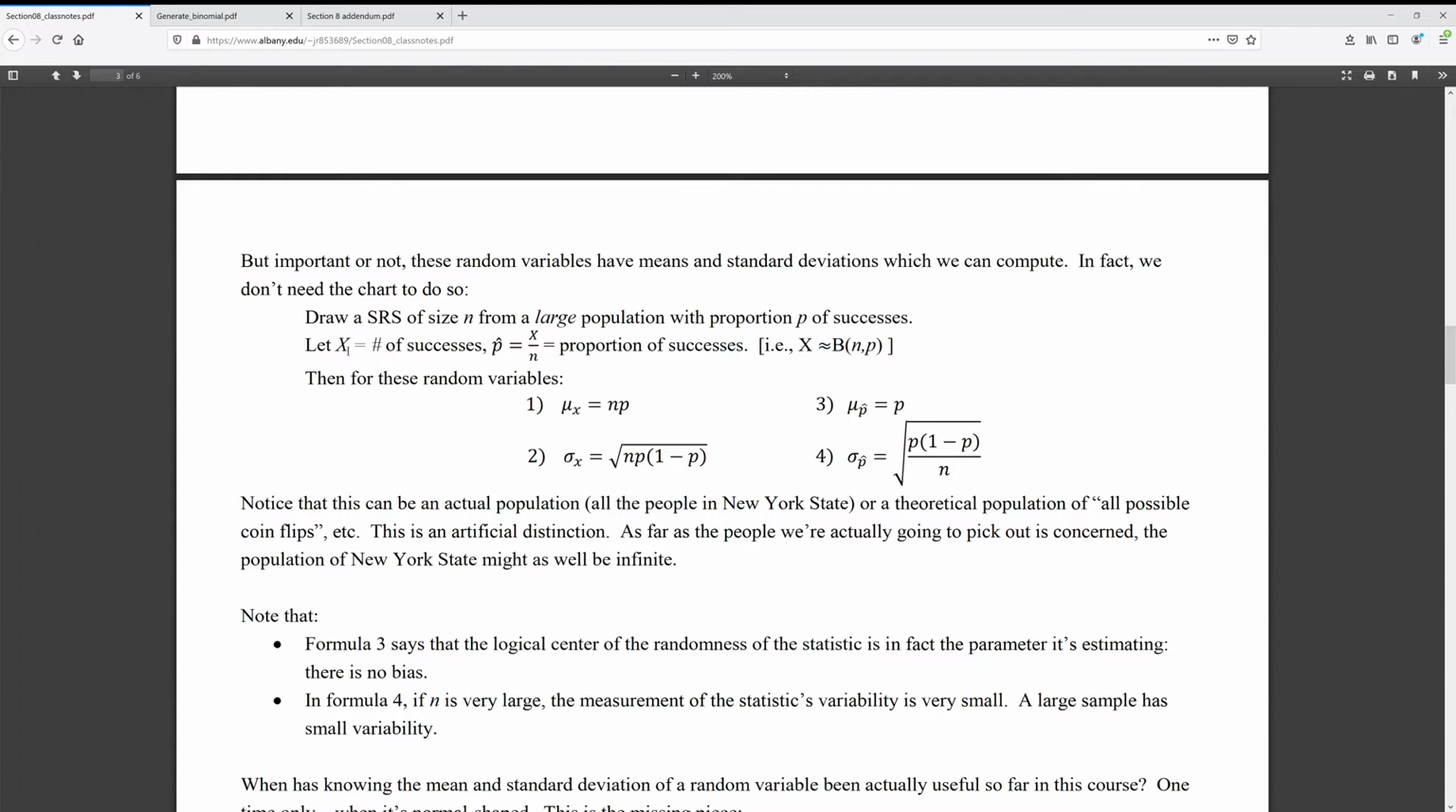So for these random variables, and bear in mind, one is a unit change of the other. Divide by n to go one way, multiply by n to go the other, but they're just the same basic phenomenon measured in two different ways. Number of successes, proportion of successes.